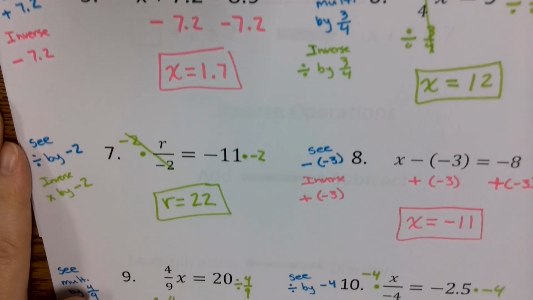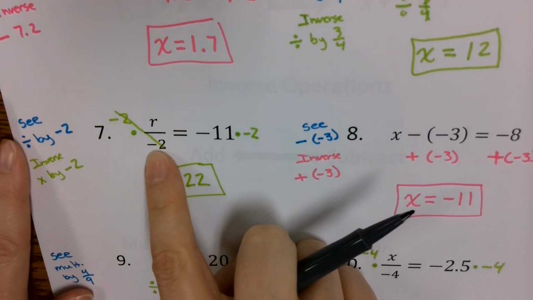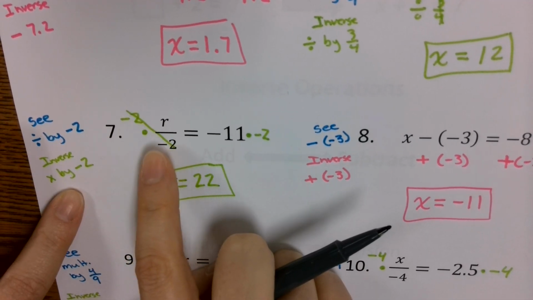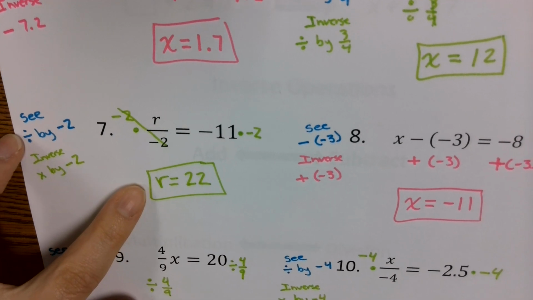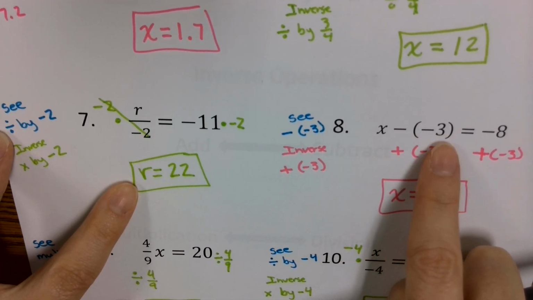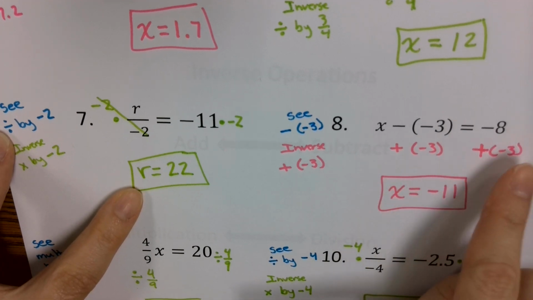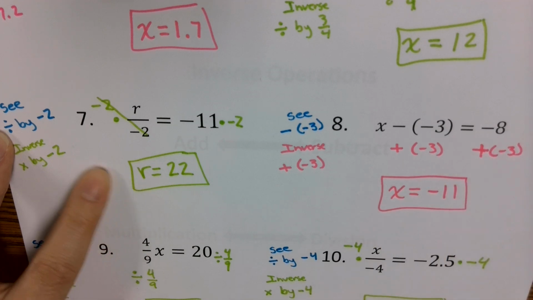Problem number 7, I see that this was division, right? This is r divided by -2. So the inverse means we're going to multiply by -2. So multiplying both sides by -2, we get r is equal to 22. For number 8, I see that this is a subtraction of -3. So the inverse is to add a -3. You would add -3 to both sides. -8 plus -3 is -11.